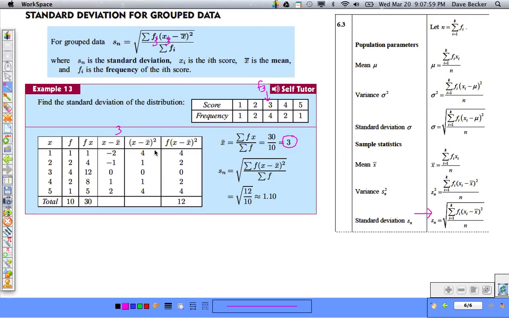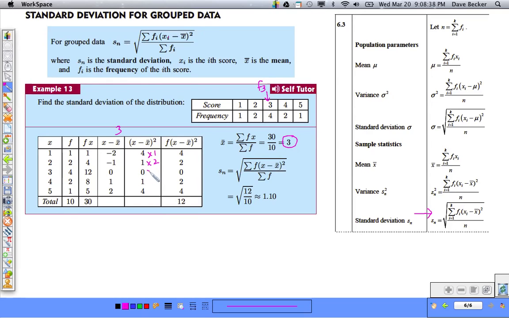Remember, then I have to square it. Negative 2 squared is 4. That's this part of the formula right here. Negative 1 squared is 1, and on down the line. And then I have to multiply it by its corresponding frequency. That's this f sub i thing here. Okay? So for the data 1, it occurred 1 time. 4 times 1 is 4, right? The data piece 2, it occurred twice. 1 times 2 is 2. Okay? The data piece 3, it occurred 4 times.